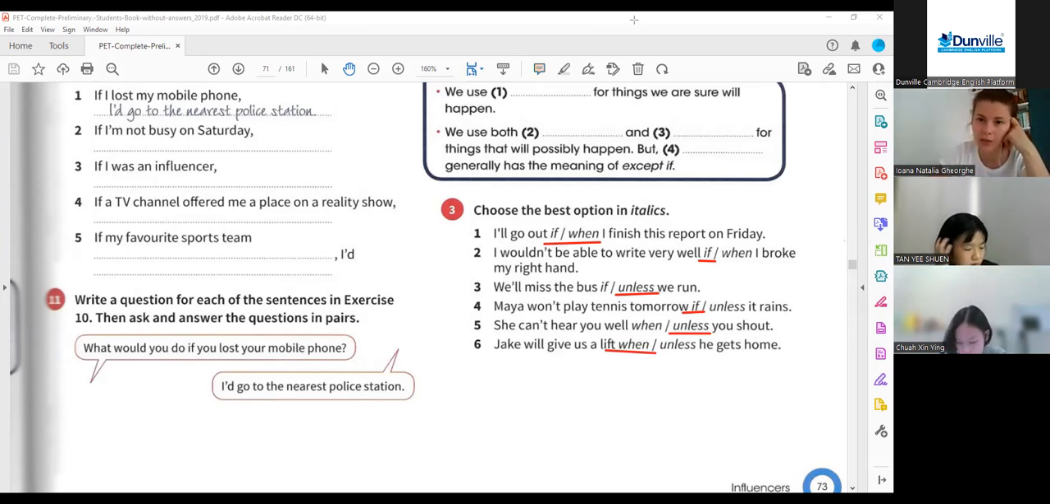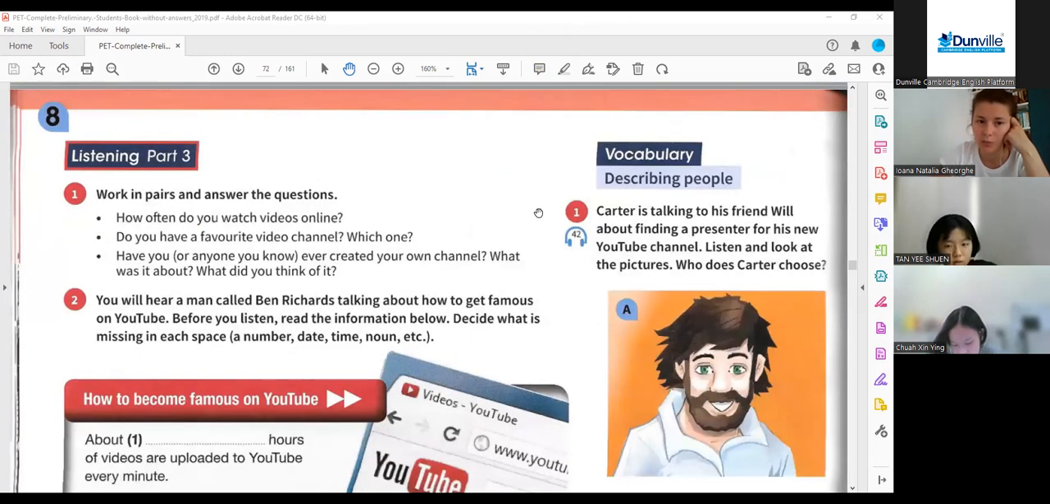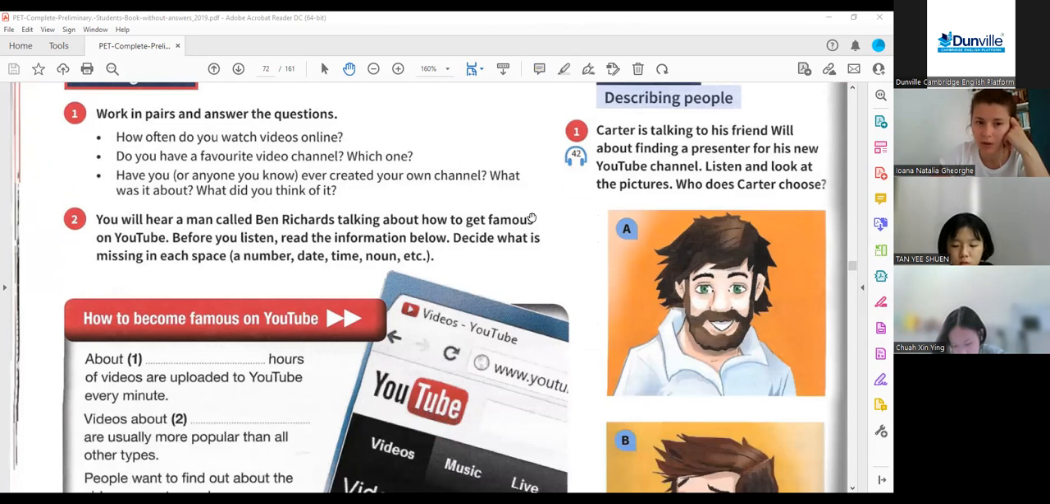And now we're going to go into a bit of listening again. So if you go to the next page, you will have to work in pairs and answer the questions which are going to prepare us for a listening activity. So let's have a look at the questions. How often do you watch videos online? I usually watch YouTube almost every day. Or I watch Netflix or Disney Plus. I love Disney Plus. How often do you watch videos online?